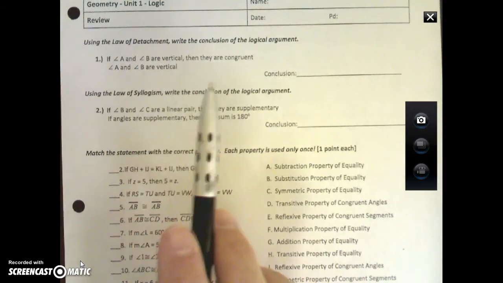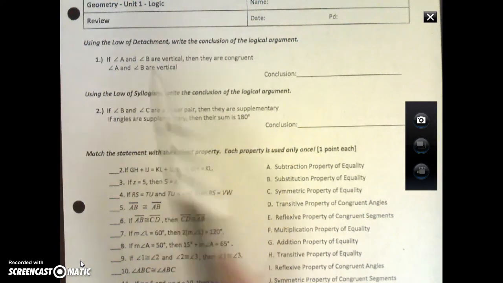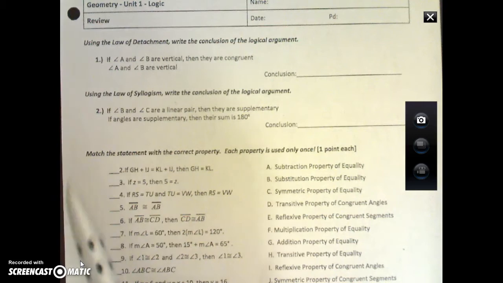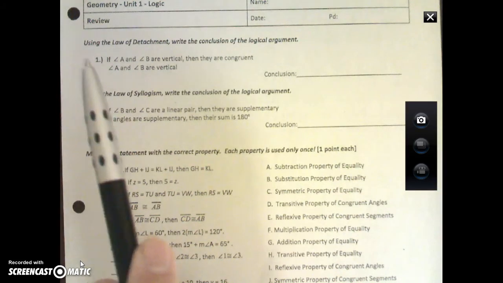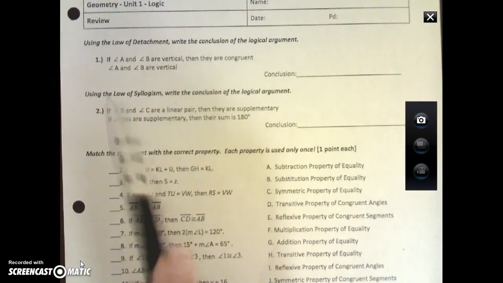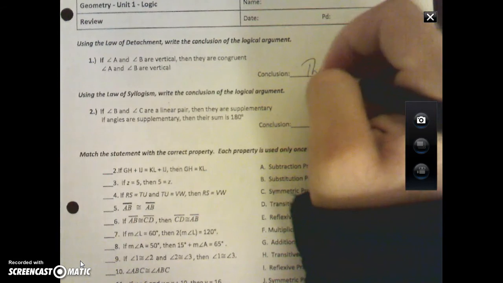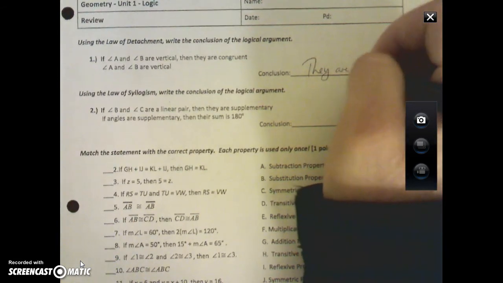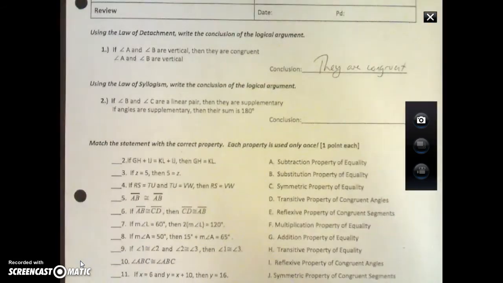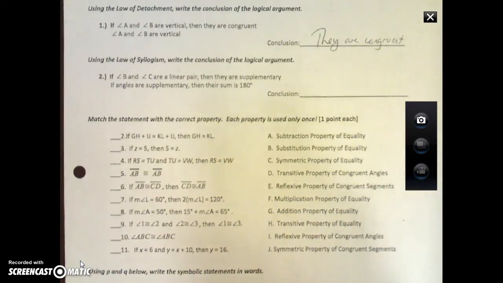Using the law of detachment, write the conclusion of the logical argument. Now, law of detachment was if P then Q, P is true, then Q is true. So if angle A and angle B are vertical, then they are congruent. Angle A and angle B are vertical, so therefore they are congruent. Okay, it's that simple, right?